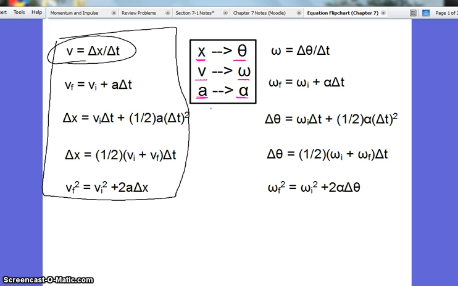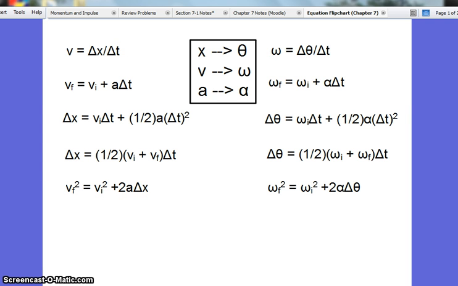So instead of v is x over t, we have omega is theta over time. It's still velocity equals displacement over time. Nothing is different. But again, that is for constant motion. It is not speeding up or slowing down. Same thing with the other equations.